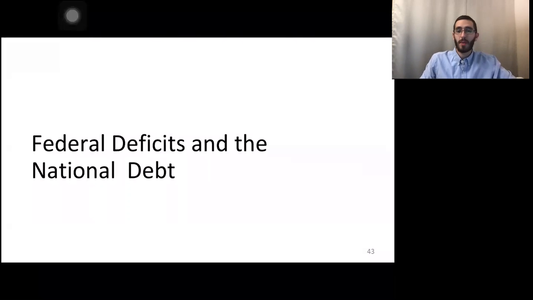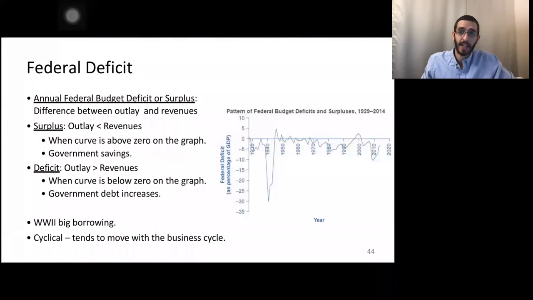We're going to continue learning about macroeconomics. So now we're going to dive into the national debt and the idea of what fiscal policy does to the economy through the aggregate demand and aggregate supply model.